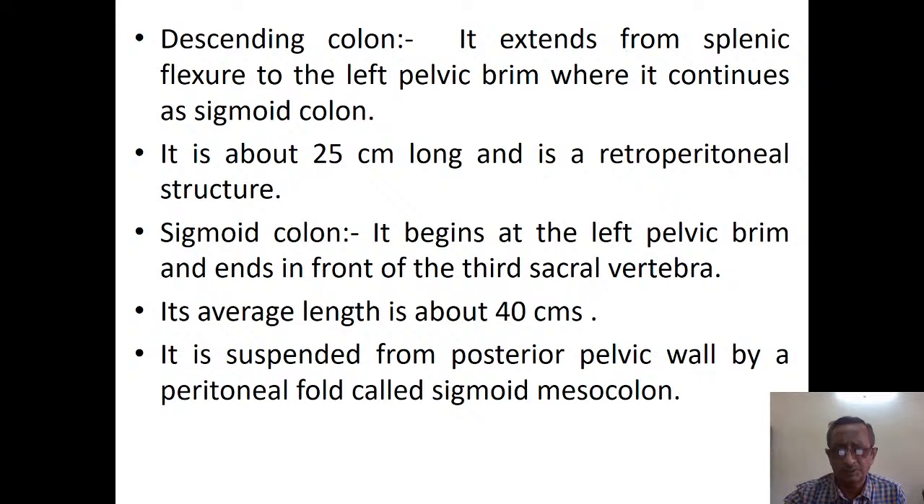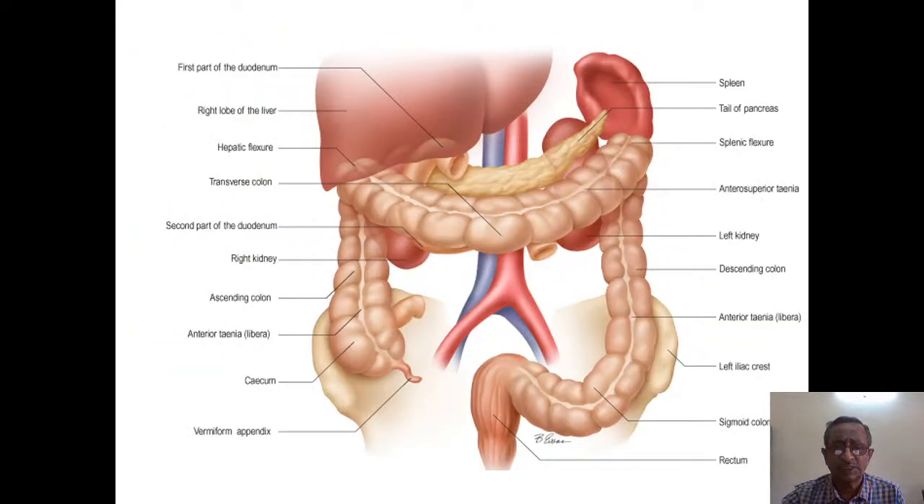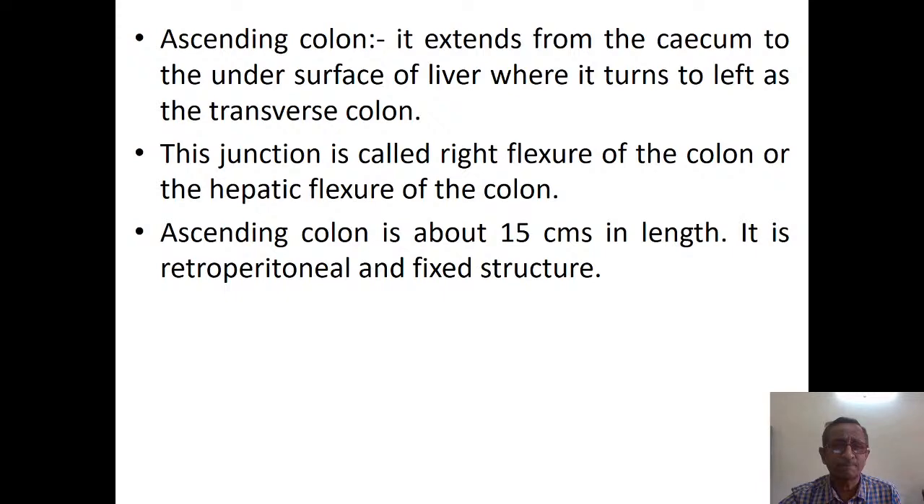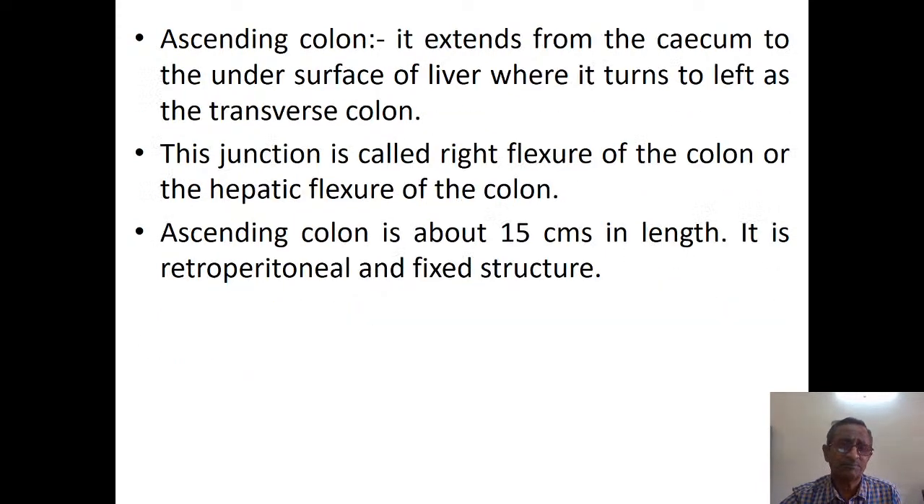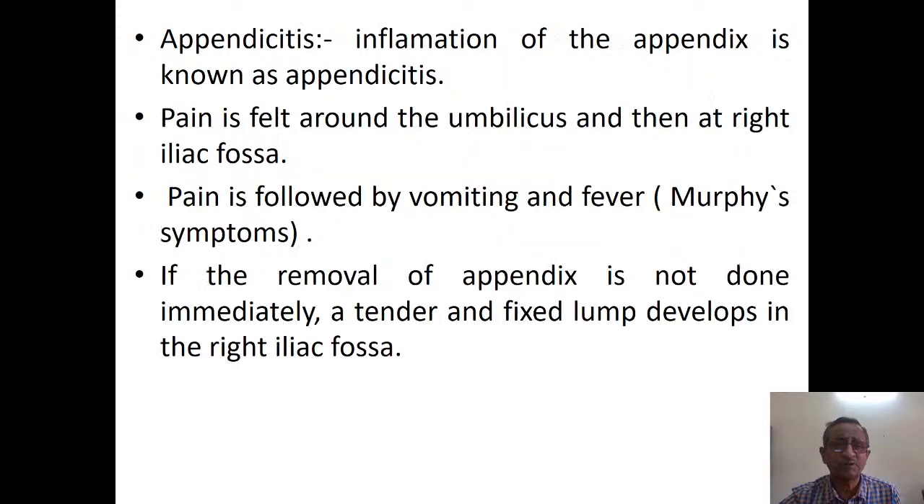Then of course the descending colon, then the transverse colon. In the transverse colon, it's important that it is starting from the hepatic flexure and ending at the splenic flexure. It's about 50 centimeters in length, and then we are having the descending colon, the ascending colon, and then the caecum and vermiform appendix.